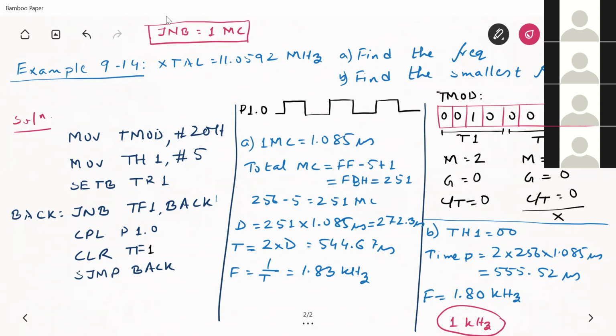I mean, sir, after clearing TF1, we can use another line, where we calculate how much more machine cycle we need, and we can move that to TH1, and after that we can start the timer again for that many machine cycles, and then we can come back with a short jump again. Then, if you go that way, yeah, I think that will also work.